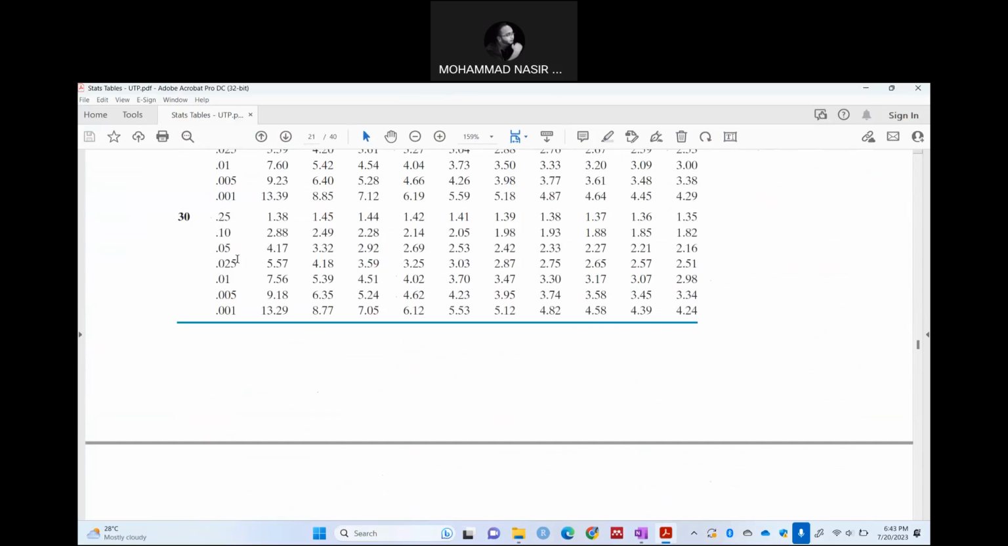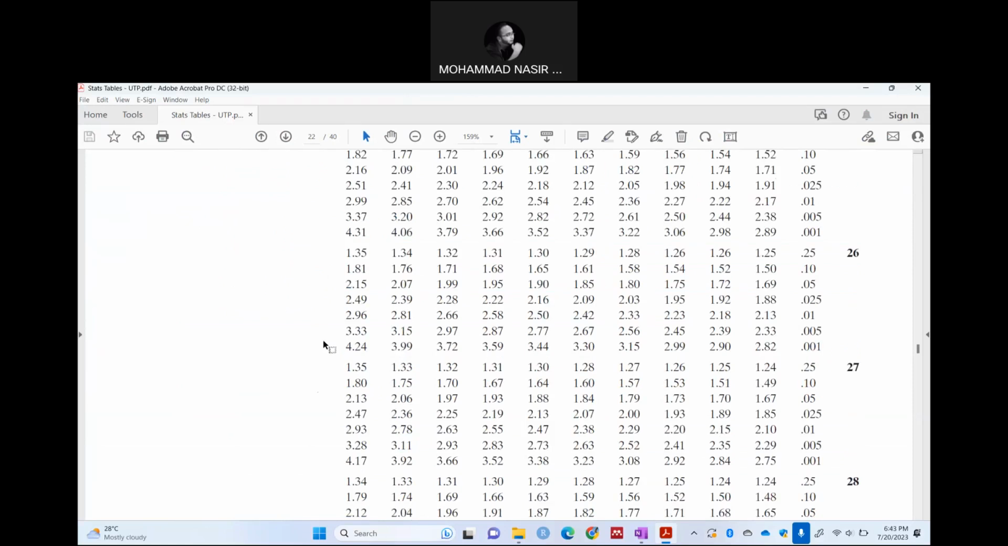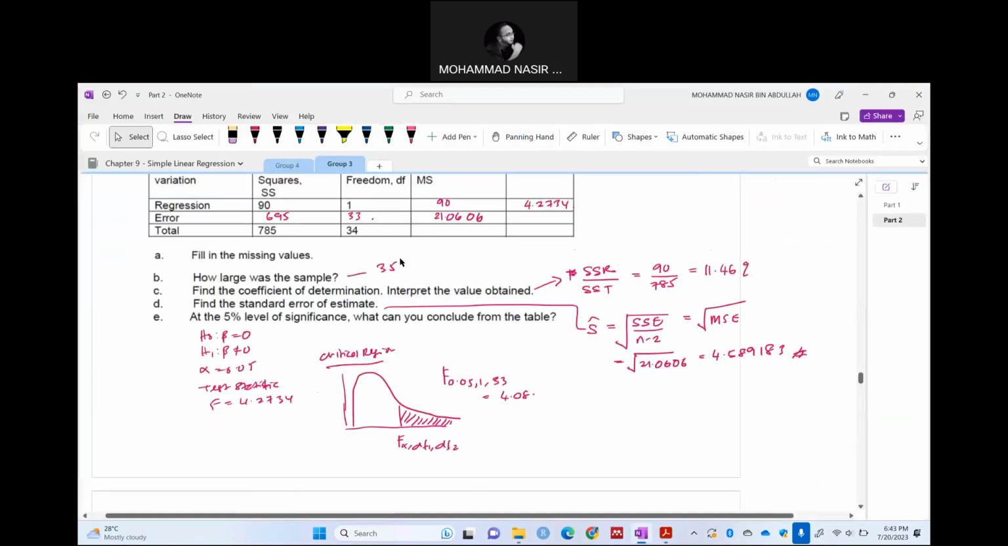Test tu 35, right? Itu soalan yang tak buat kan? But for final exam, you should find the value in table. 4.17. So you should reject lah. This one is 4.27. Still accept.